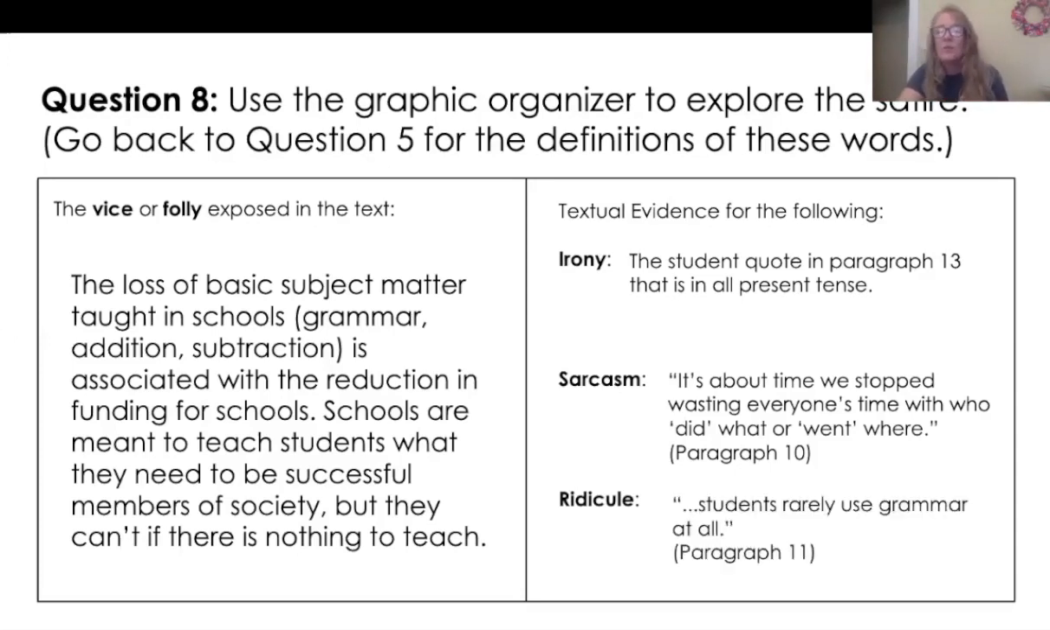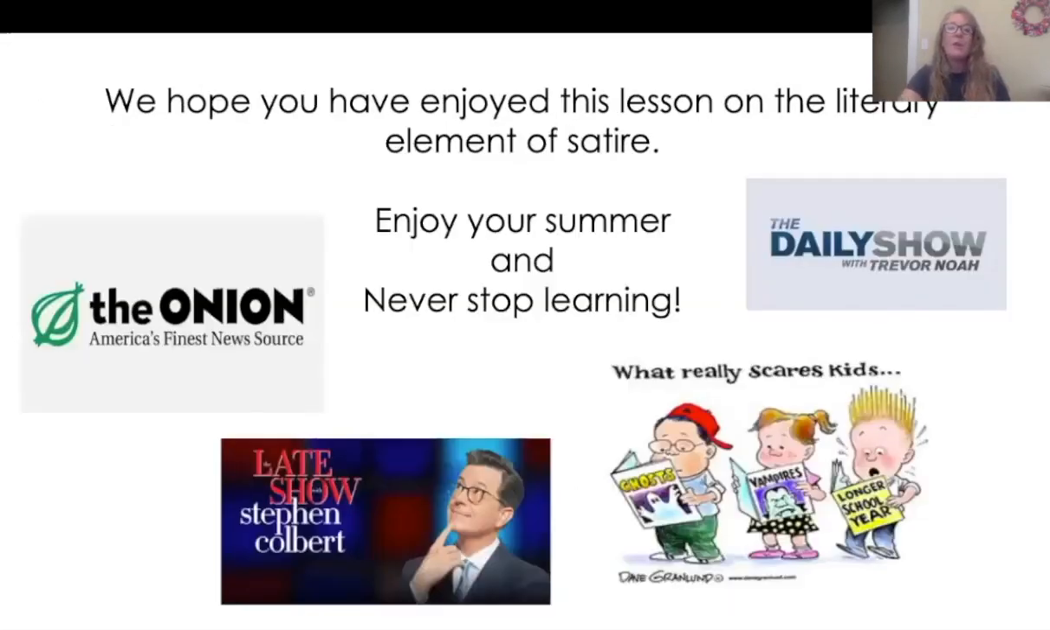And then lastly, ridicule is making fun of. "Students rarely use grammar at all." Well, that's ridiculous. So in paragraph 11 is where that quote is. "Students rarely use grammar at all." So there we go. I hope that you were kind of on point with some of this. Go back and go a little bit more slowly through it if you need to, just really puzzle things through. But there you go. I hope that you've enjoyed this lesson on the literary element of satire.